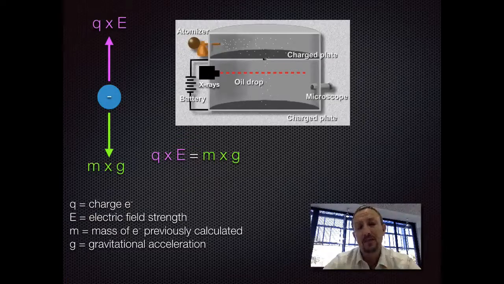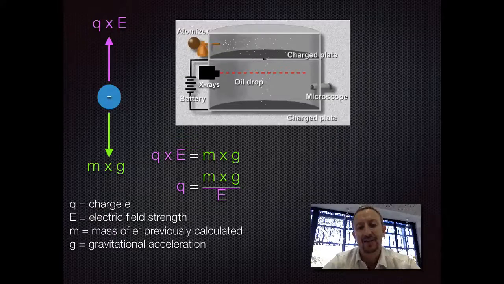Now he already knew the mass and he could work out the electric field strength by looking at the voltage that he had across the two plates. From this, by simple rearrangement, he was able to determine the charge Q. Q equals M times G over E. So what did he find?